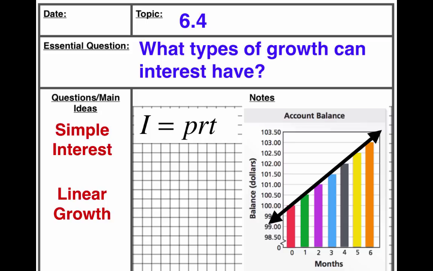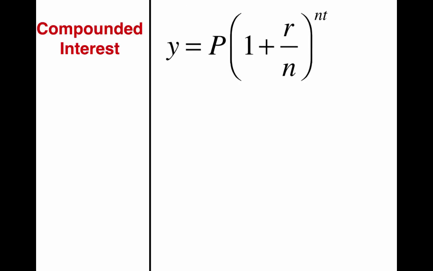But not all interest is set up the same way. So today we're going to introduce a new type. It's called compounded interest. Now, compounded interest is a little bit more complex. Let me show you the formula. Definitely not as simple as I equals PRT. The formula is Y equals P(1 + R/N)^(NT).